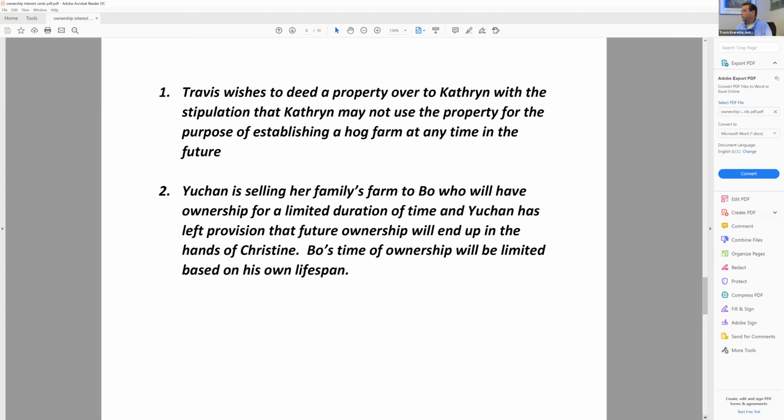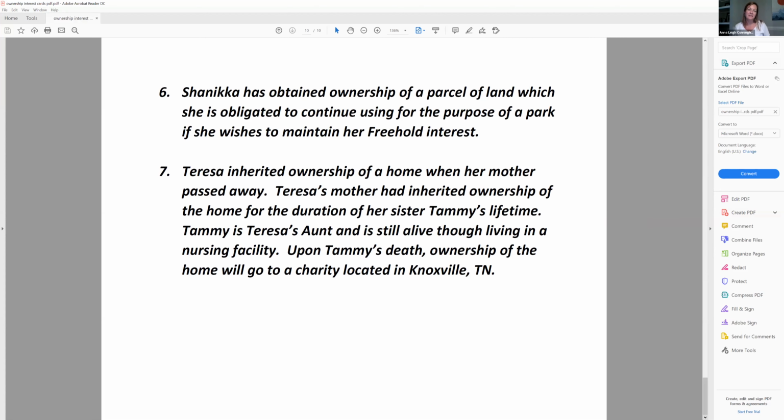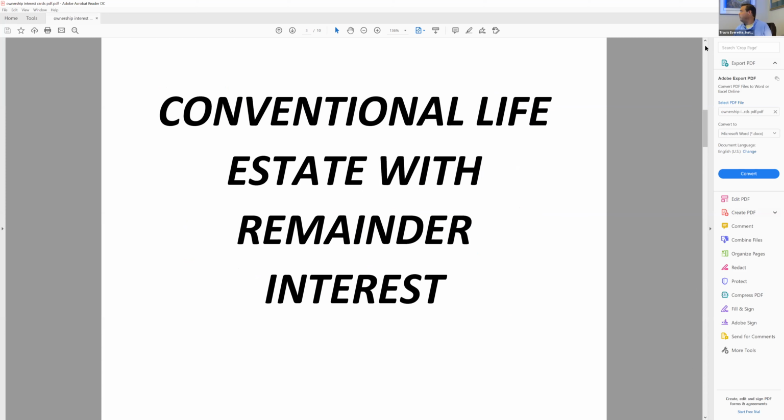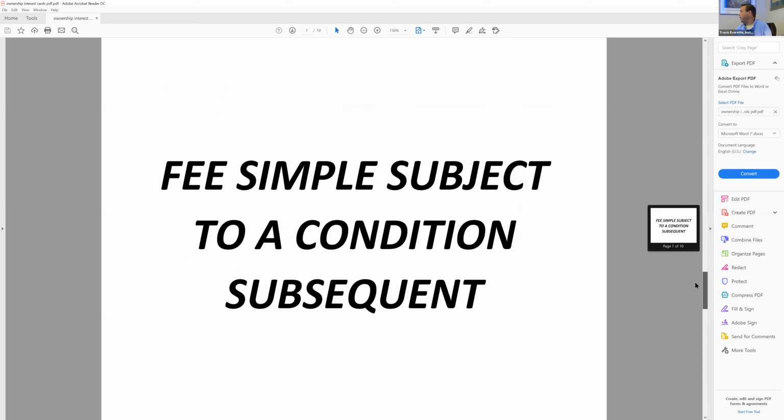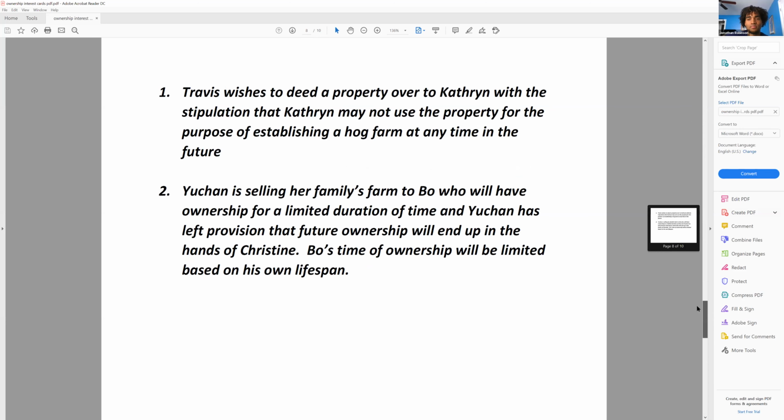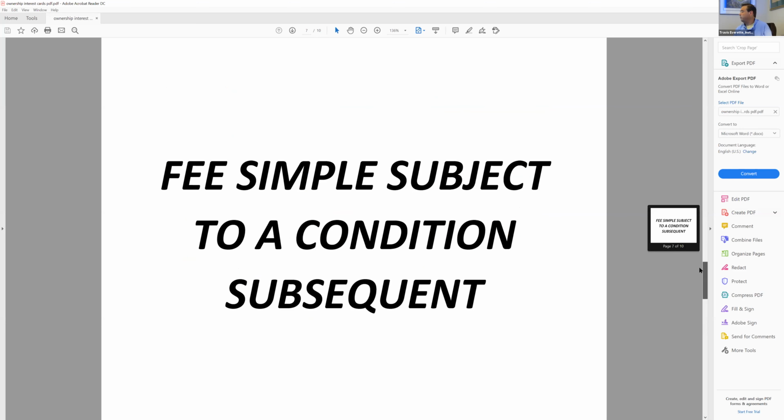And then there are scenarios. Anybody want to take a wild guess how many scenarios there are here? 7. There are 7 of them. What does that tell you? You're going to use each one of those how many times? One time. None of them repeat. Each one of these scenarios describes one of the different types of ownership.